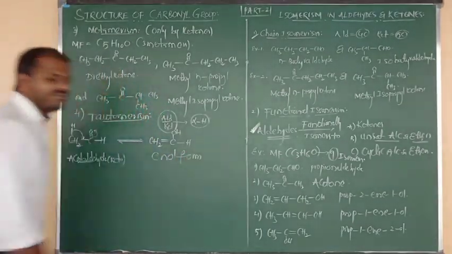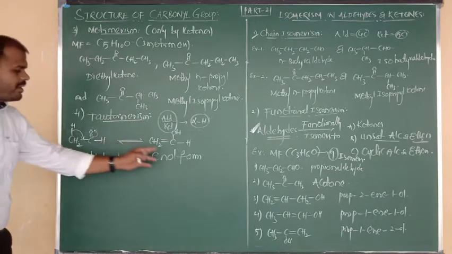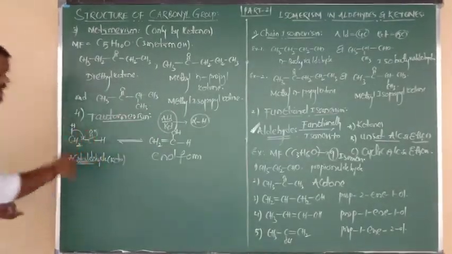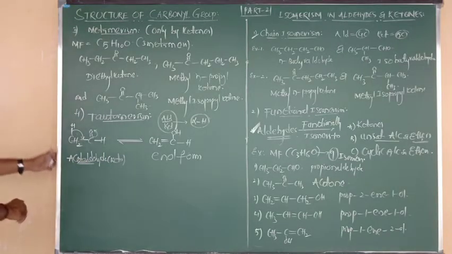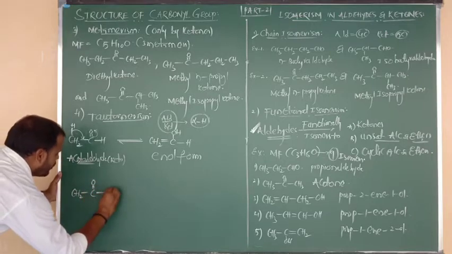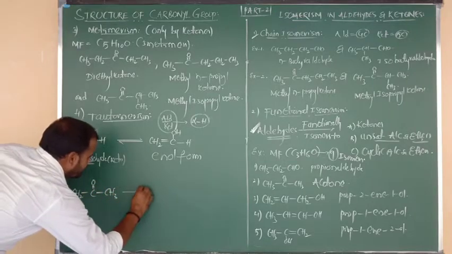So for acetaldehyde we can write the keto form, and one more is nothing but the enol form. Both are nothing but examples of what, beta? Acetaldehyde. For ketone, I am going to show you. What is the formula of a ketone? CH2 bonded to C double bond O, again bonded to CH3.